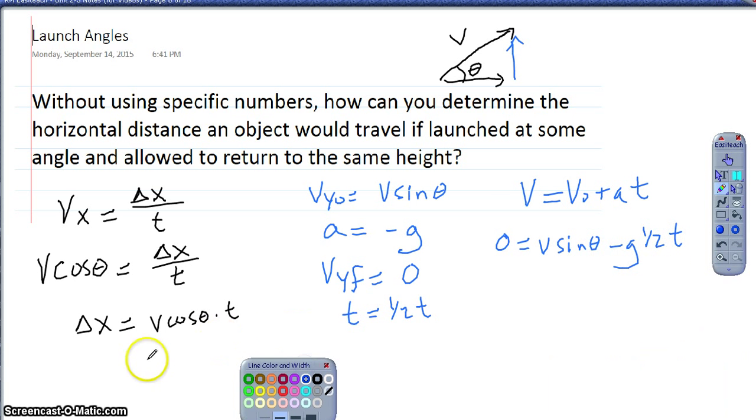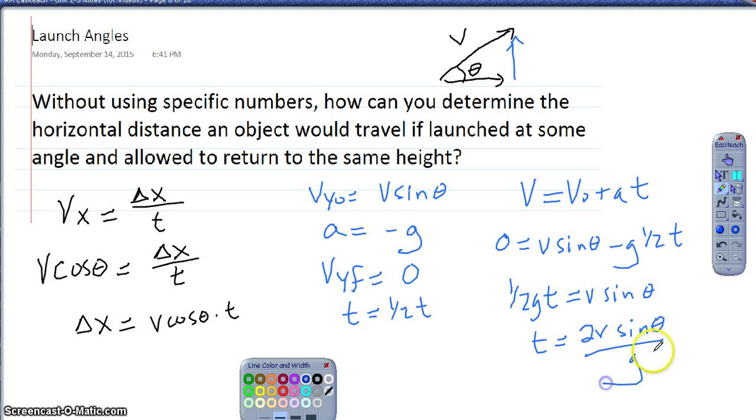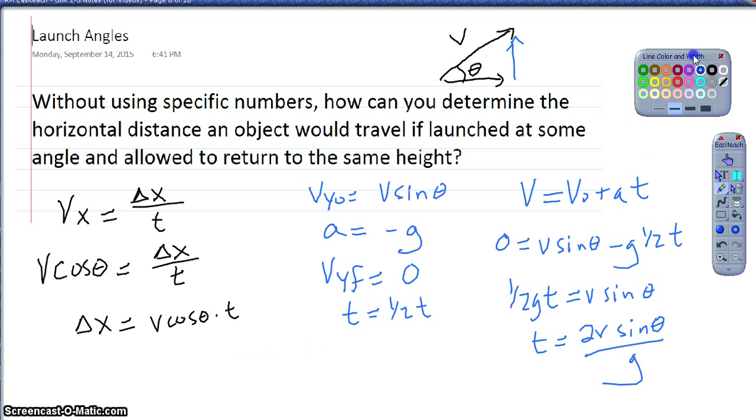So at this point I've got two equations, but those two equations are represented in many of the same variables. I've got t, I've got g, I've got my velocity and my theta. So just to help us illustrate this, I'm going to solve this for t and then substitute that into this equation. In solving this for t, well, I'd add that 1/2 gt over. So I get 1/2 gt equals v sine theta. And then I'd multiply both sides by 2, so t equals 2v sine theta over g. So again, that's what I end up with for my time.